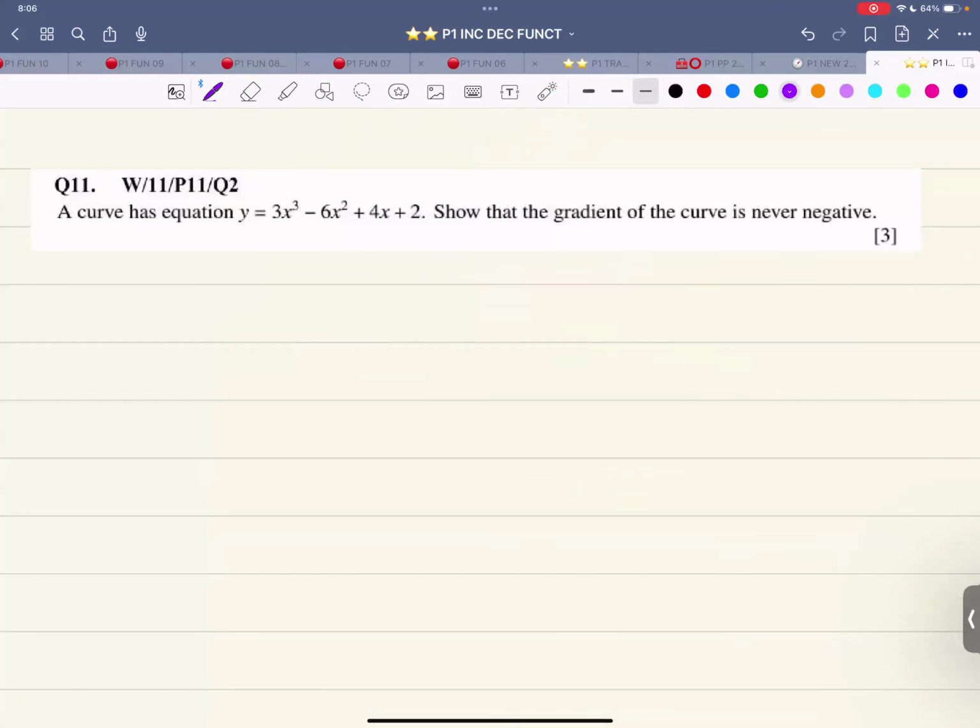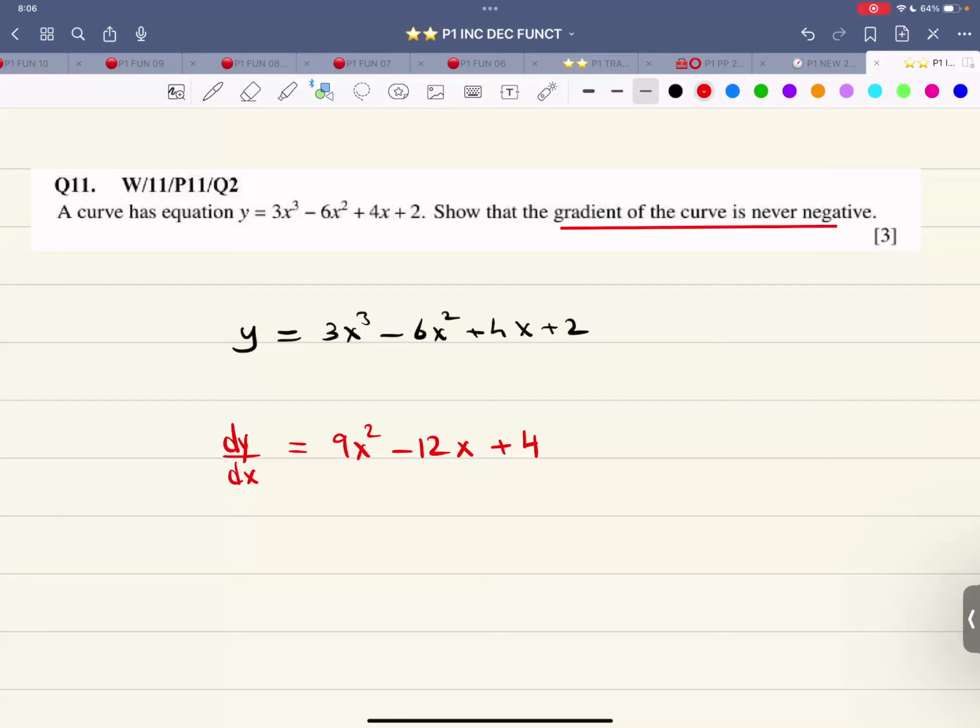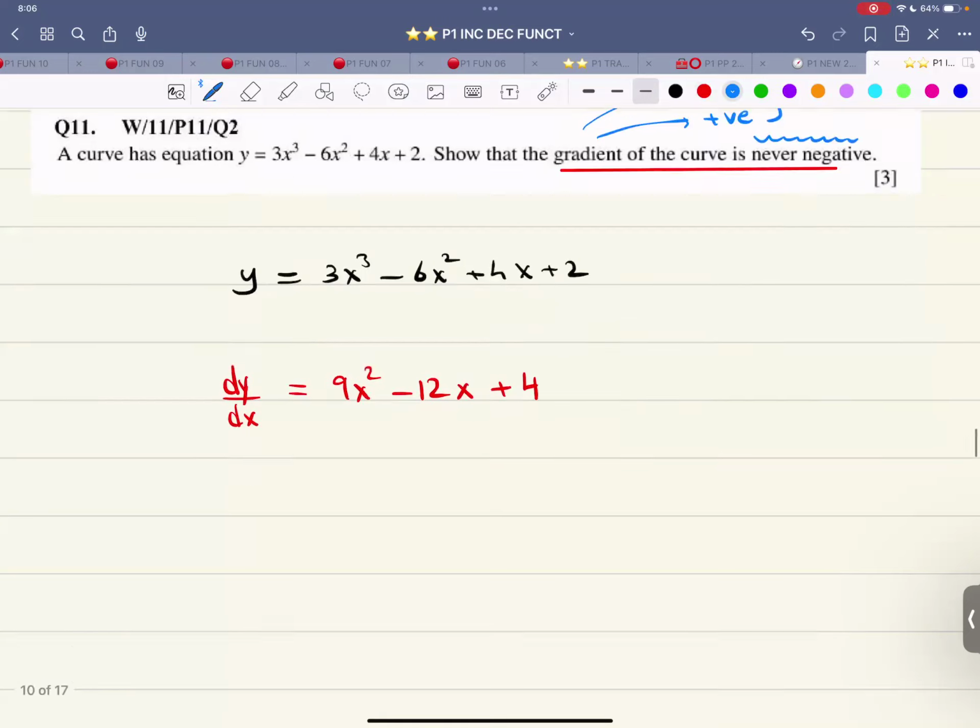Now, another question of the sort. It says y is equal to 3x cubed minus 6x squared plus 4x plus 2. dy by dx, the derivative, is 9x squared minus 12x plus 4. It says show that the gradient of the curve is never negative. In other words, I have to prove that the gradient could be 0, the gradient could be positive. Yes, these two things are possible, but it will never be negative.